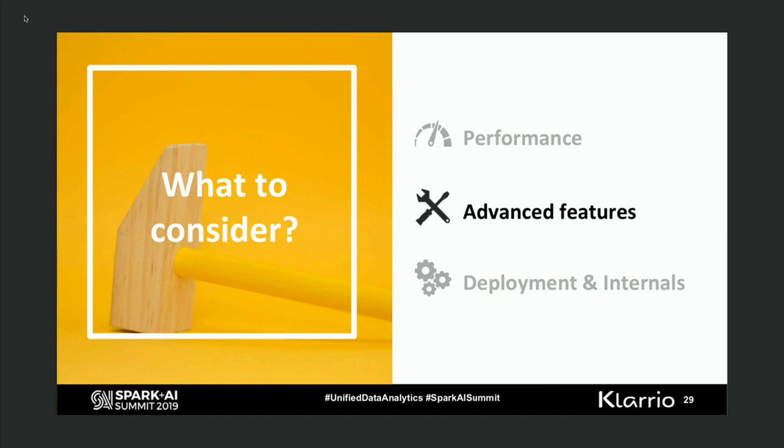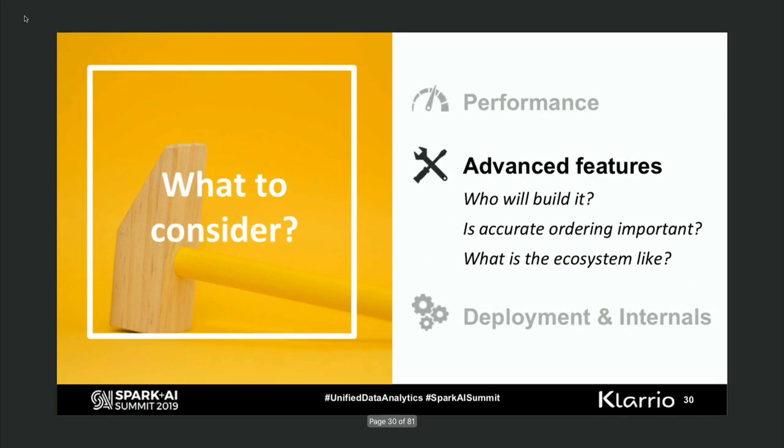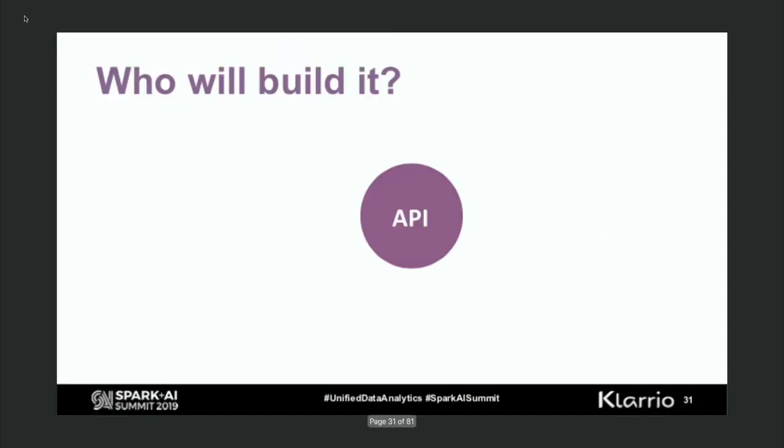Okay, let's go over to the second category, which is advanced features. There are 3 questions here. First one is who will build it. The second one is accurate ordering important? And the third one is what is the ecosystem like? On the question who will build it, we'll be talking mainly about the APIs that the framework offers. So there are quite some differences here in what these different frameworks offer you.